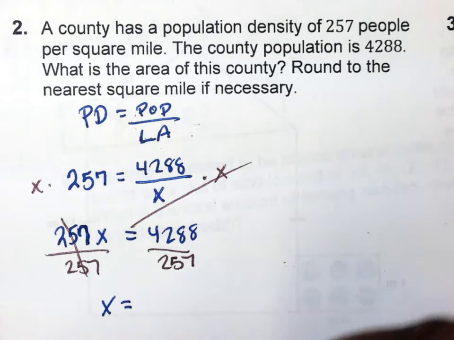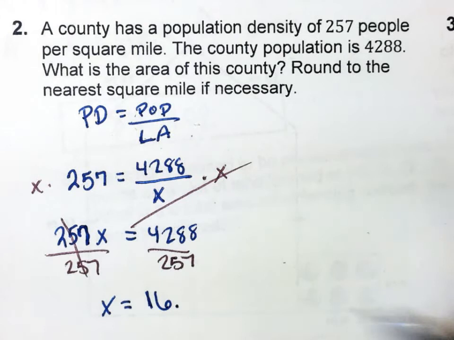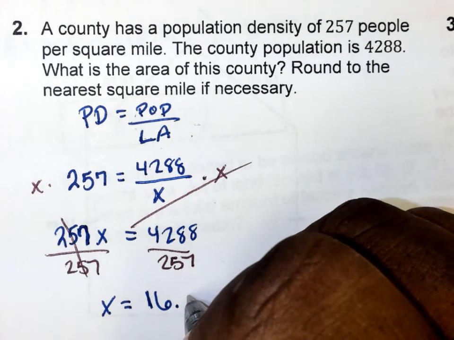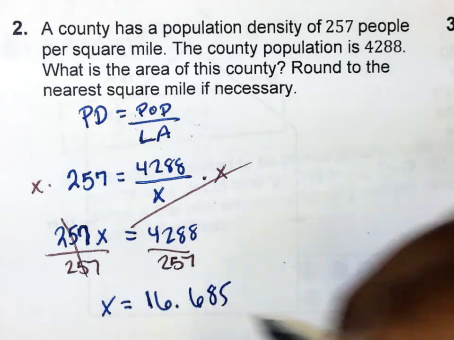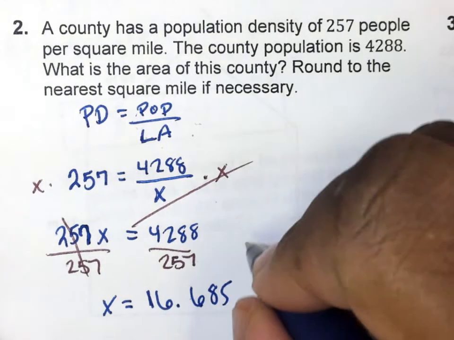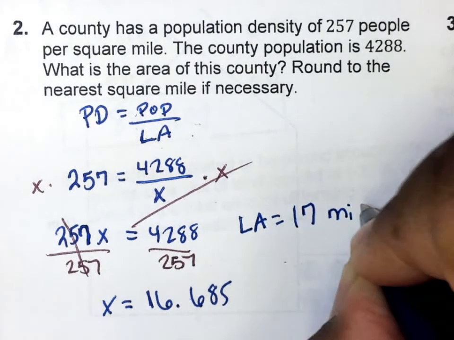X equals, what decimal did you get? 16. No, give me the decimal first. 16.685. So that's your decimal, but like I said, it says round to the nearest square mile. So when I tell them the land area, I'm going to say land area equals 17 miles squared.